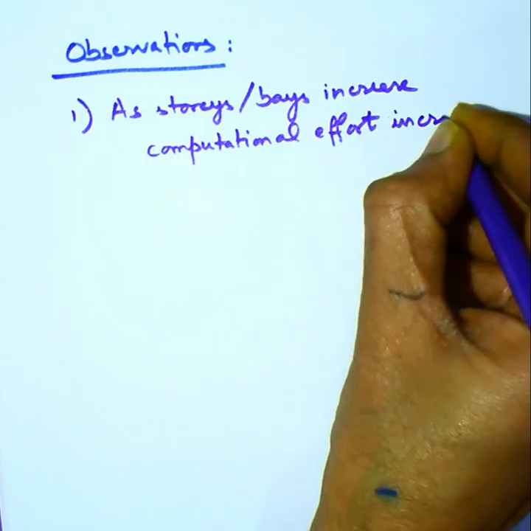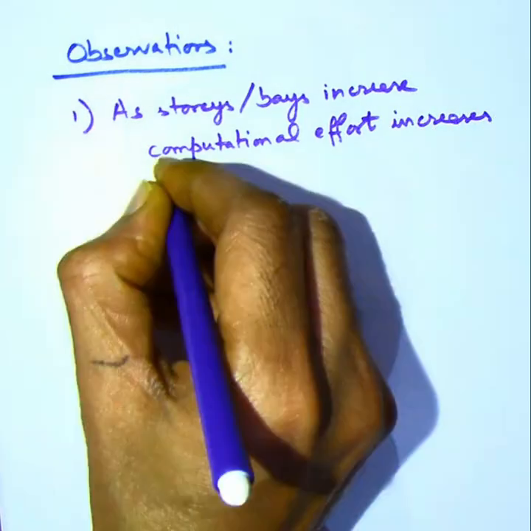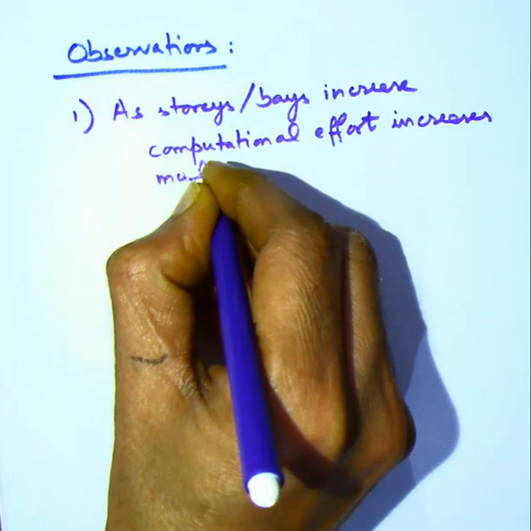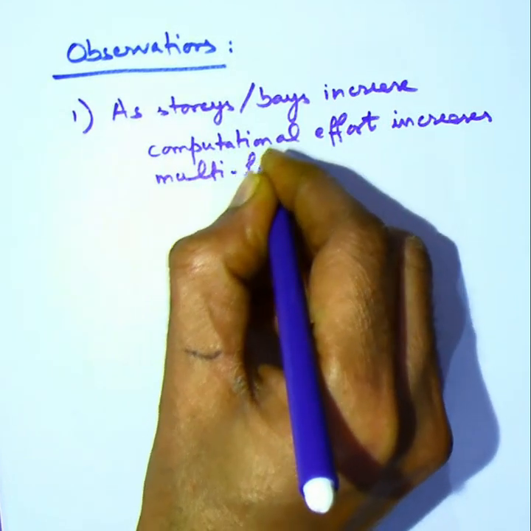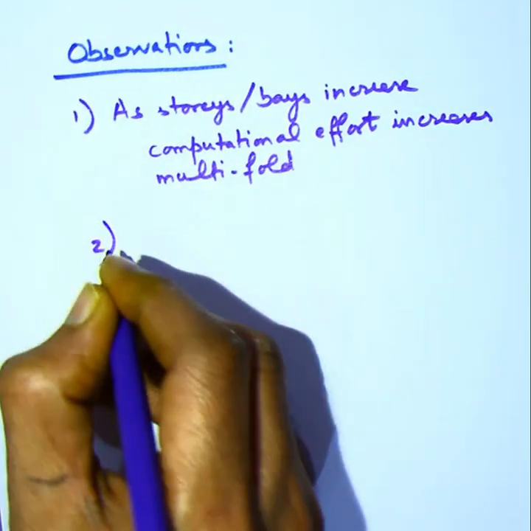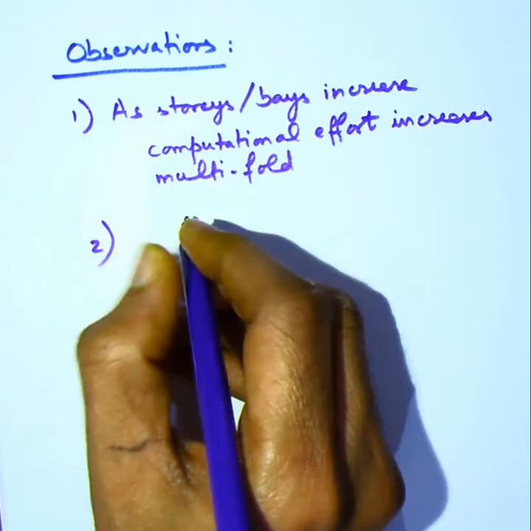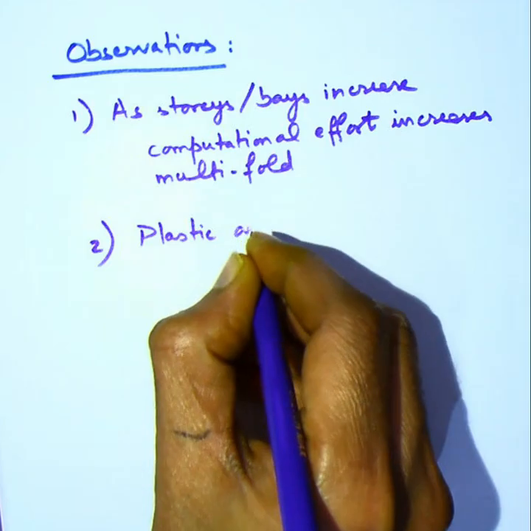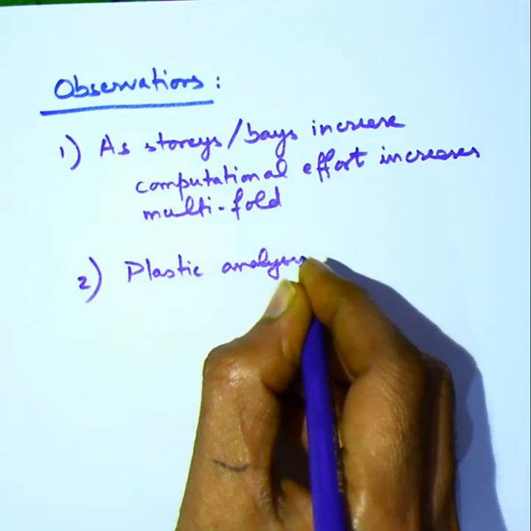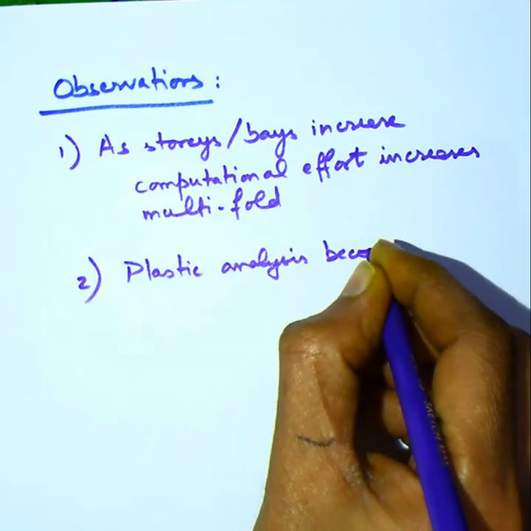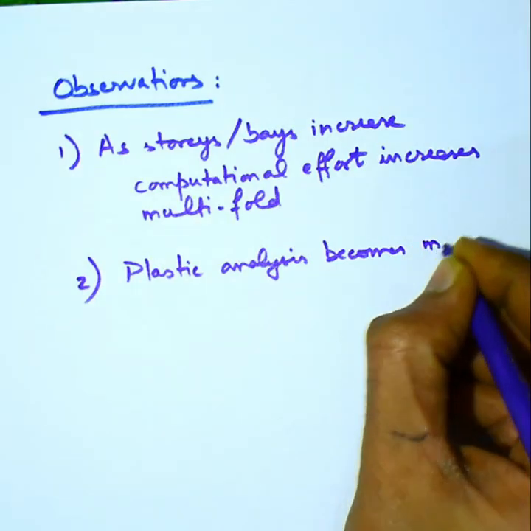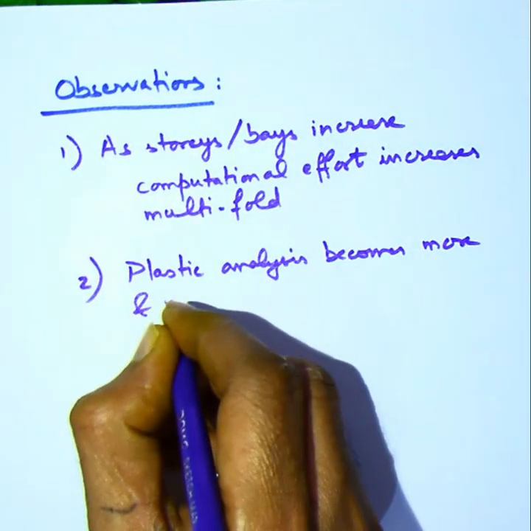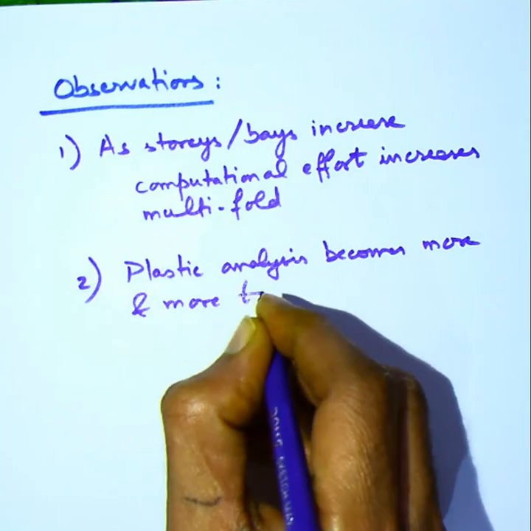We can see that if we just increase only one story or one bay, the numbers grow very large as compared to the single story or single bay frame. The plastic analysis becomes more and more tedious as we keep adding the number of bays and the stories.